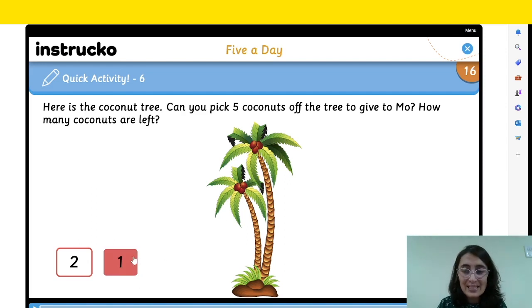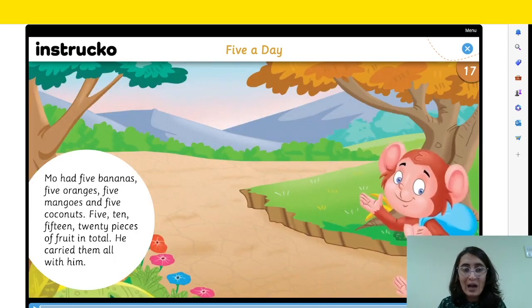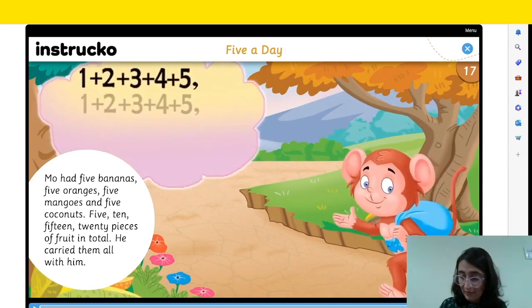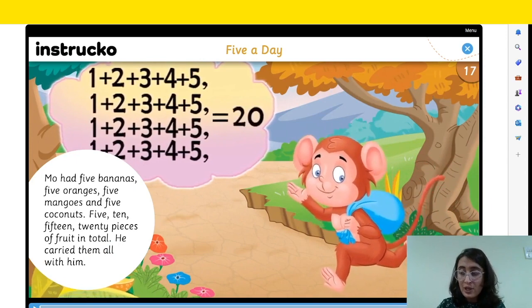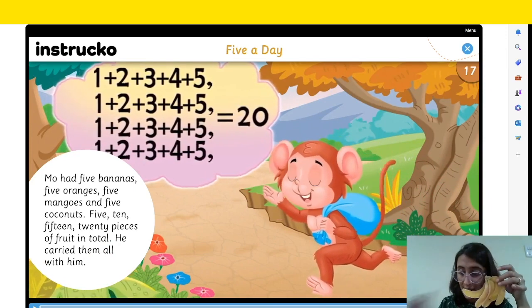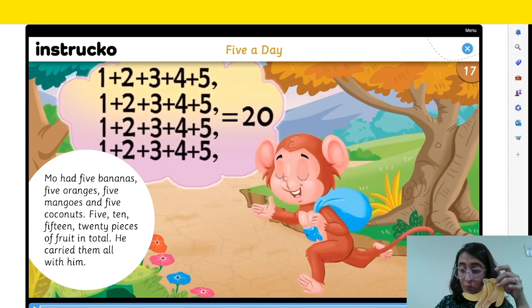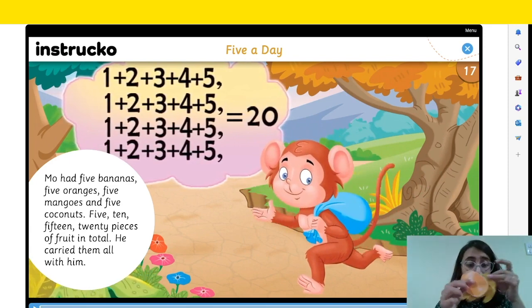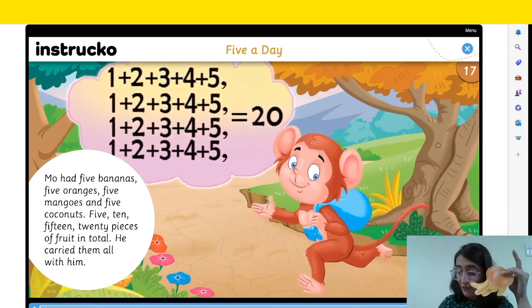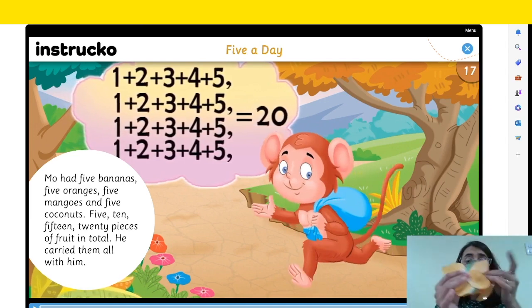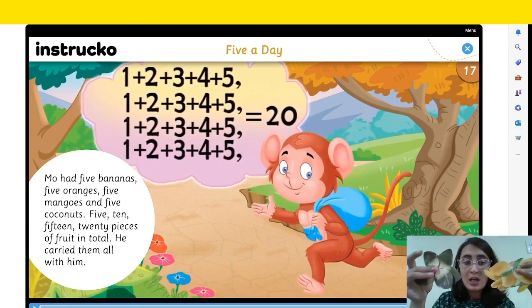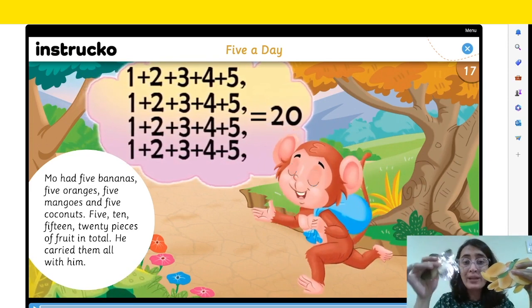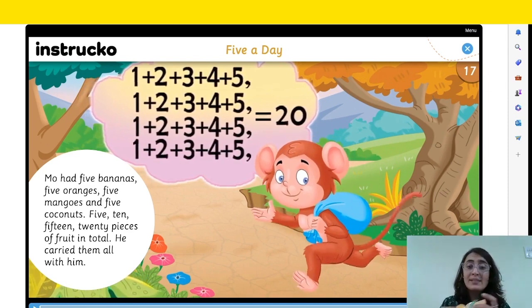So we will mark the answer here as 1. Now, Mo had 5 bananas. Let's see how many fruits Mo has in total till now. So, Mo has 5 bananas. Then Mo has 5 oranges. Then Mo has 5 mangoes. And now Mo's elephant friend also gave him 5 coconuts. So, let's count how many fruits in total does Mo have?